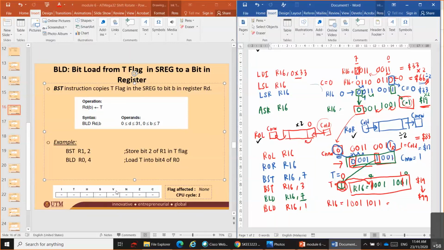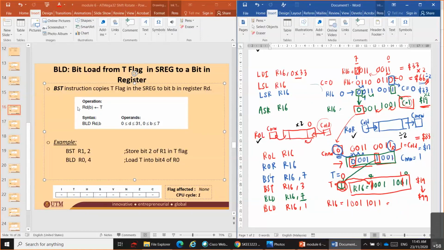If you see here, at the flags affected, every time you do the BST and BLD, none of these flags are affected. It means the flag value remains. If your T is 1, then after you execute this instruction, your T is still 1. Your status register flags are not affected.